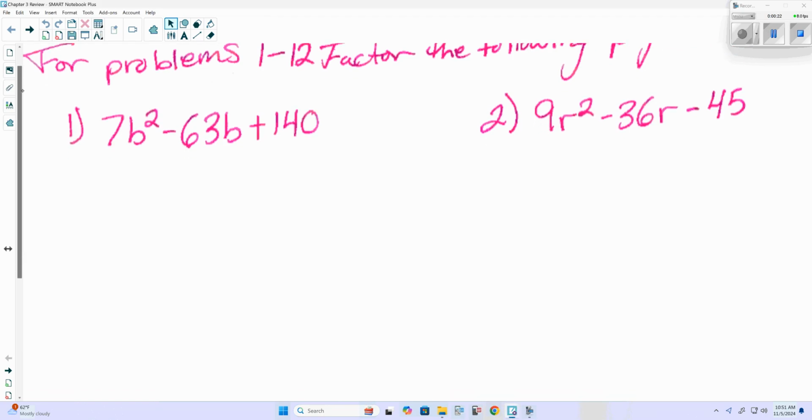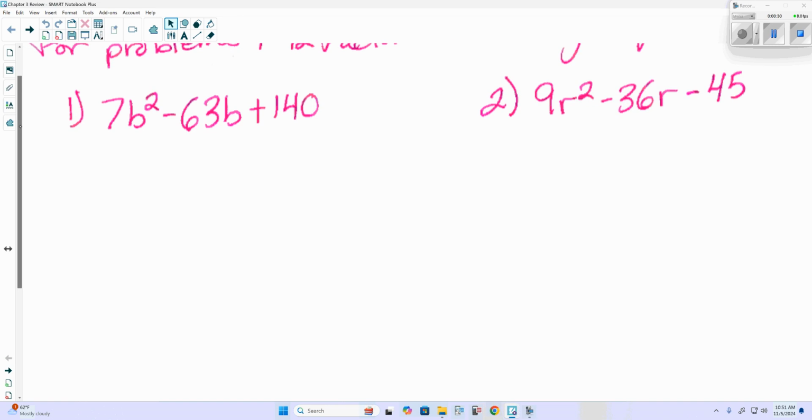So, the first thing we're looking at is factoring these quadratics. On 1 through 12, is there one of these in particular that y'all want to look at? We can start on the first page, 1 through 6. Well, we can look at number 1.